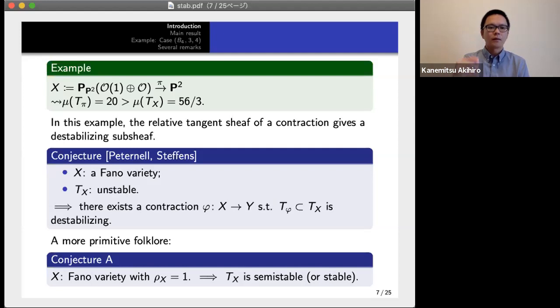Let me give one comment. Precisely speaking, Stephens didn't state this as a conjecture, but he studied this in dimension 3 and gave an affirmative answer. Then later, Peternell stated this as a conjecture in his paper. And actually, this conjecture of Peternell and Stephens is a sophisticated version of the following more naive folklore conjecture, which says that, let X be a Fano manifold with Picard rank 1, then the tangent bundle is semi-stable or even more stable.